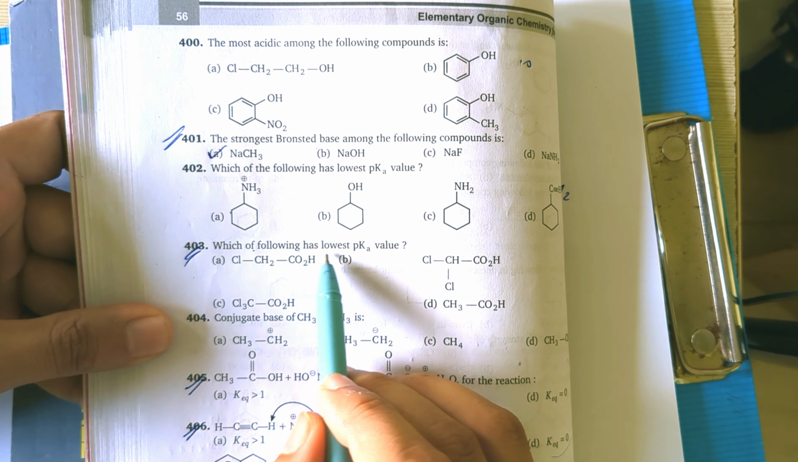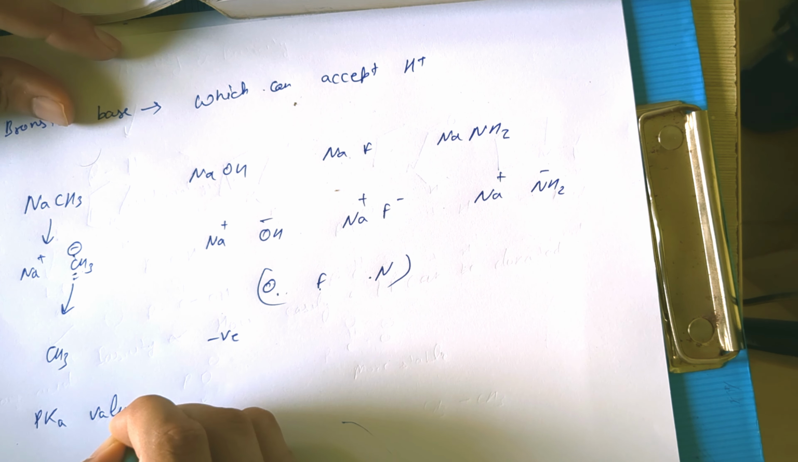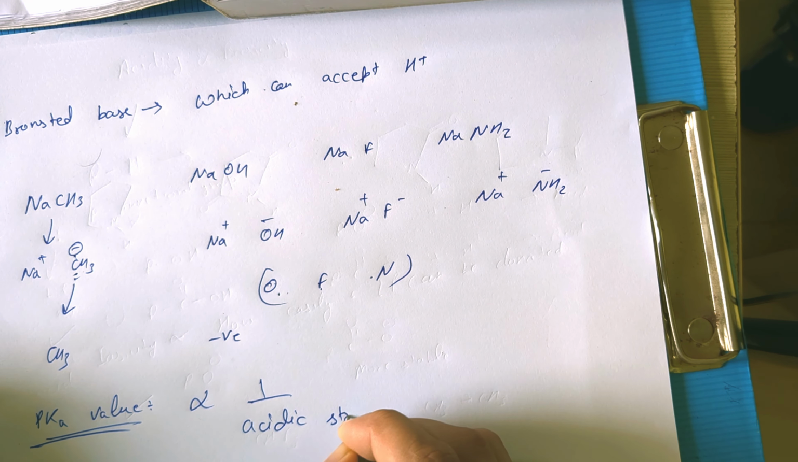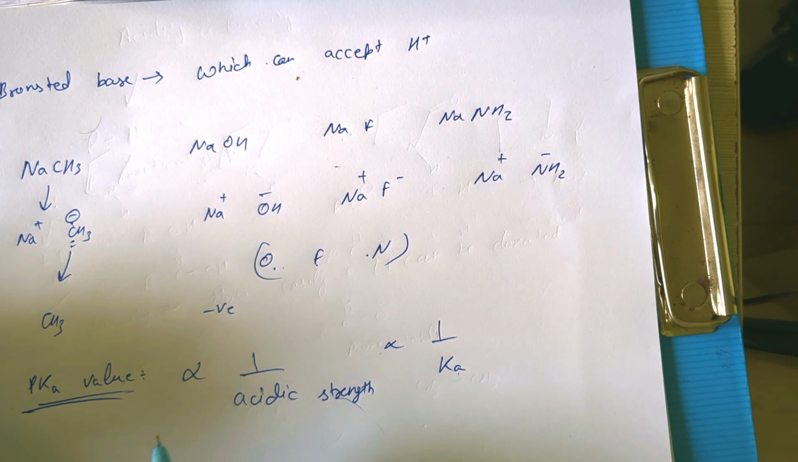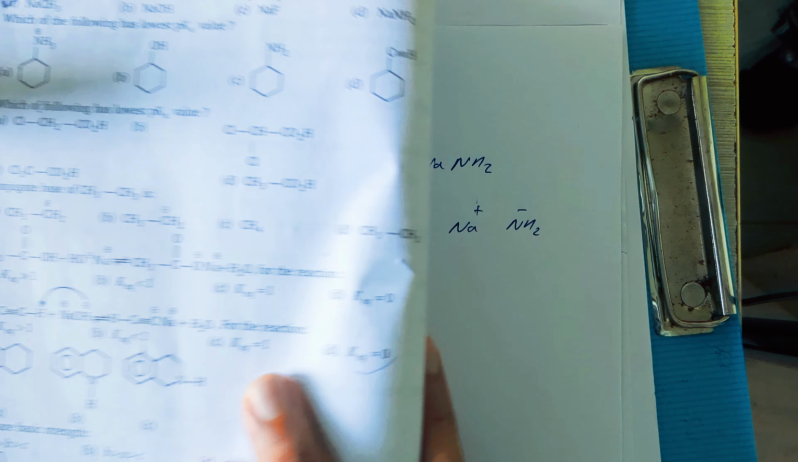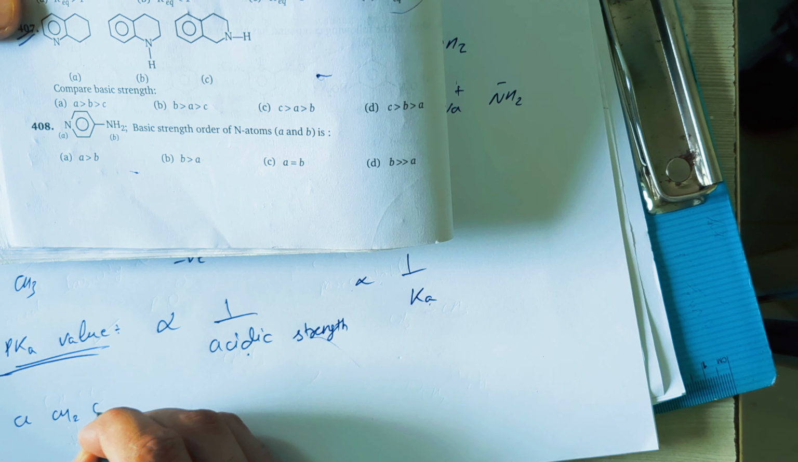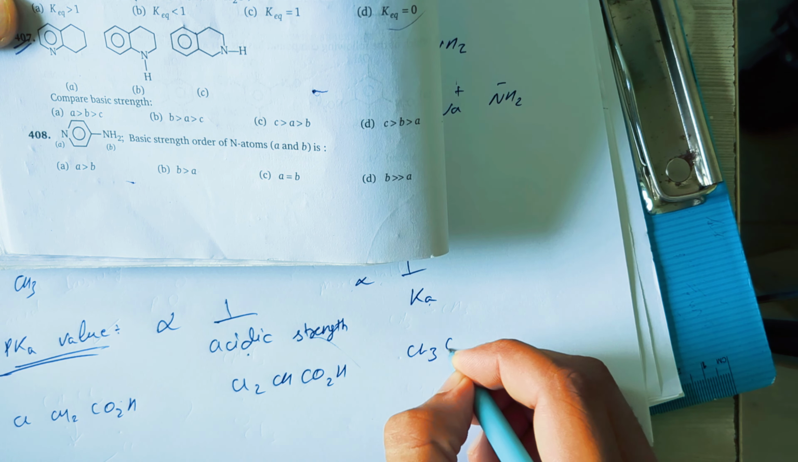The next we have: which of the following has the lowest pK value? What do we mean by pK value? The pK value is inversely proportional to the acidic strength. Okay, and we can say Ka also leads to the acidic strength. So if we have a species which has the highest acidic strength, then it will have the lowest pK value. Okay, so let's take an example here again. That is question 403. Which of the following has the lowest pK value? First we have ClCH2CO2H, then Cl2CHCO2H, then Cl3CCO2H.